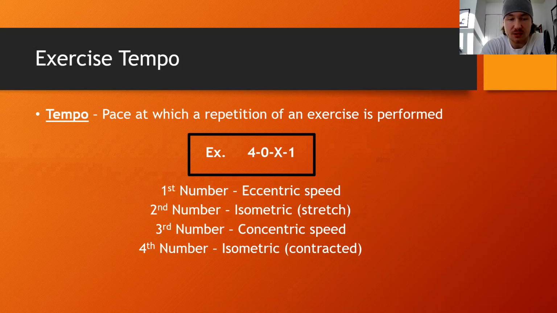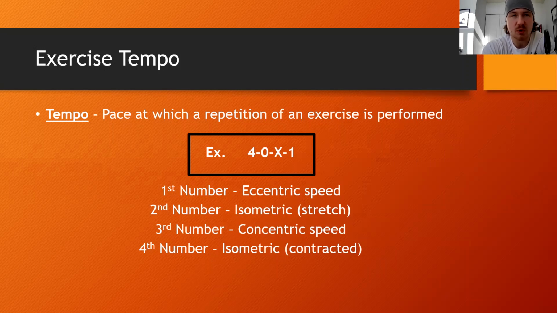The third number is the concentric speed. Generally, it's either going to be an X or a 1. X just means explosively. 1 is more like a slower rep, with control, trying to feel it a little bit more, but still performed quickly. The only time I might change that is if I'm doing a static dynamic, where I pause on the concentric before completing the repetition. But generally, it's either an X or a 1. It's just something where you push the weight as quickly as you can.